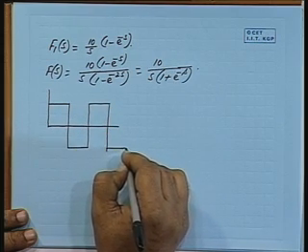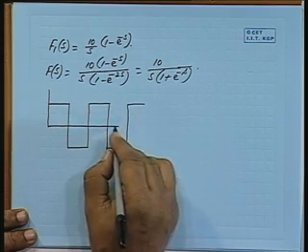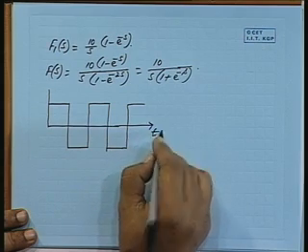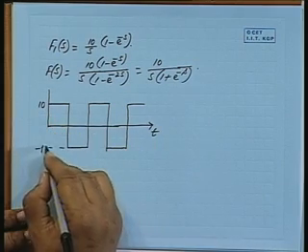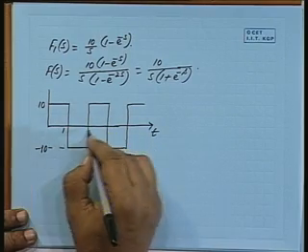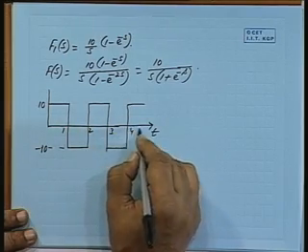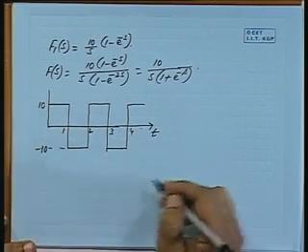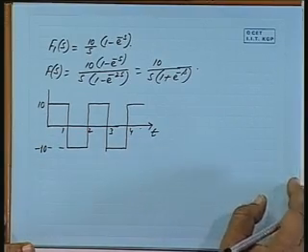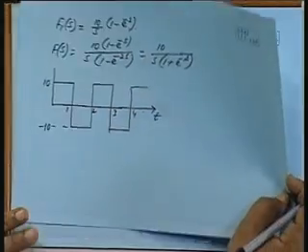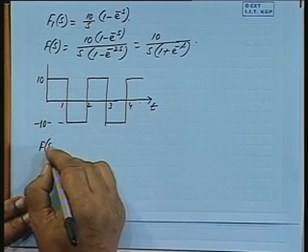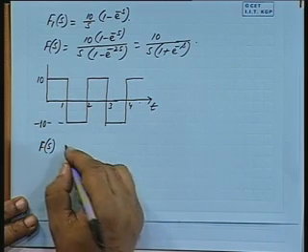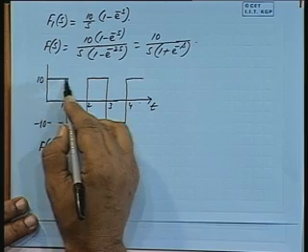A periodic function, once again like this. This is 10, this is minus 10. Okay, 1, 2, 3, 4 and so on. What would be the Laplace transform of this function? Can you write in one go? What is this?